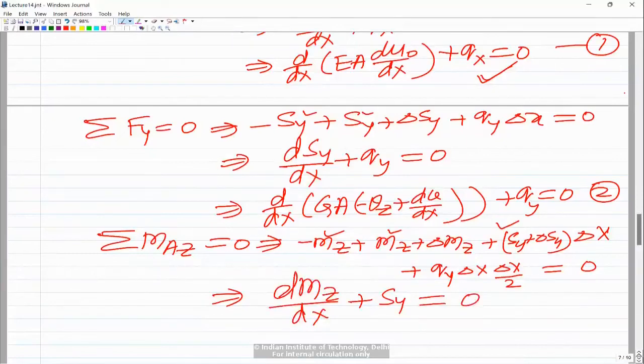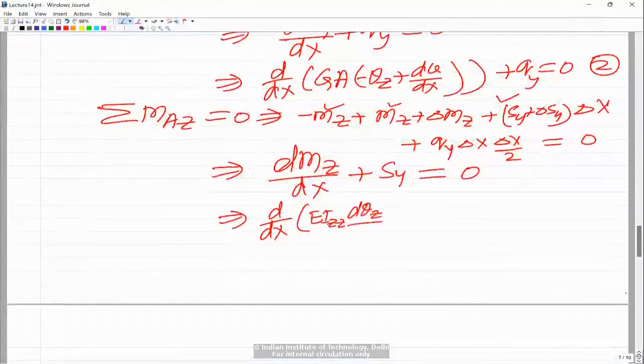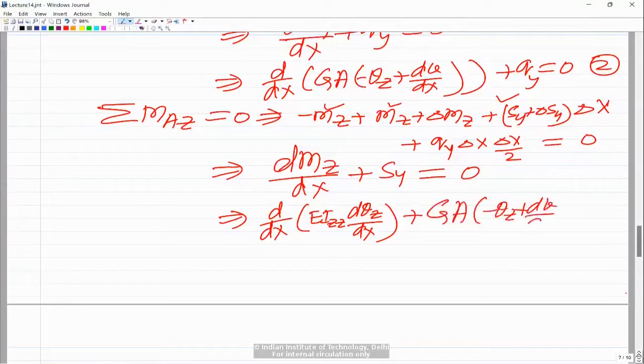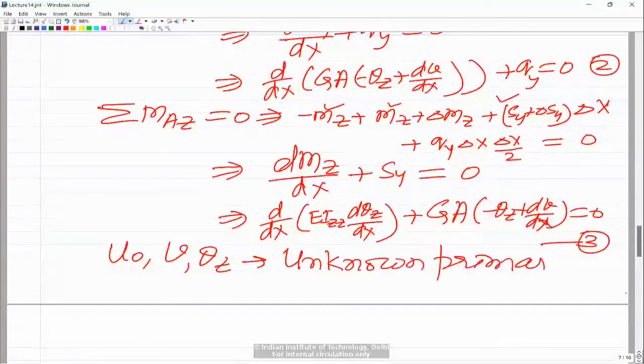And now if you put the values, we have already said Mz is EIzz into d theta z by dx, which we have already defined. Shear force is GA into minus theta z plus dv by dx. So this is the third equilibrium equation. You will find that there are now three equilibrium equations corresponding to three variables u naught, v and theta z. So when we solve a problem, we have to solve these three differential equations simultaneously. The unknowns are u naught, v and theta z. These are three unknowns and they are also the primary variables in this case.